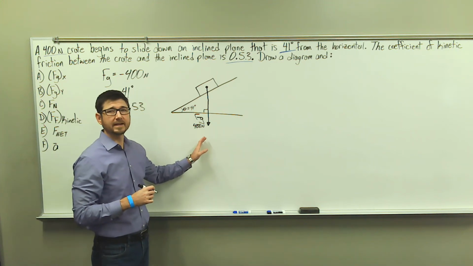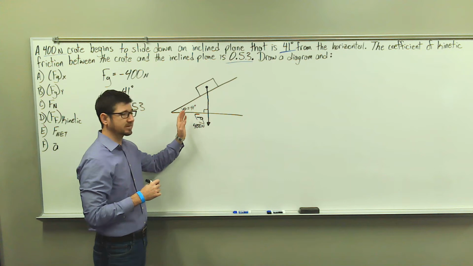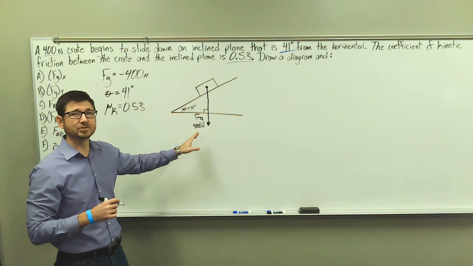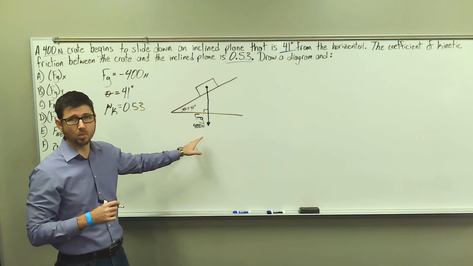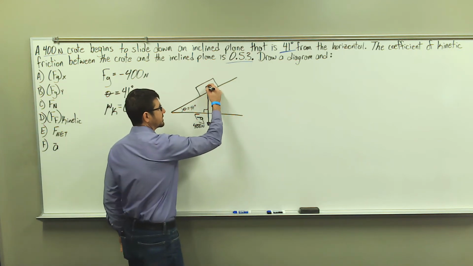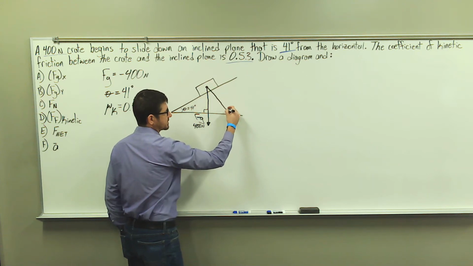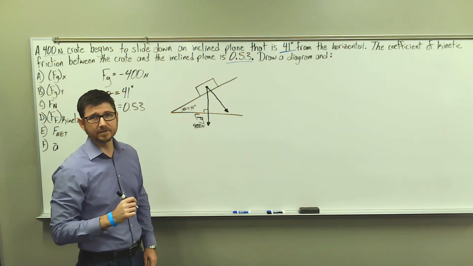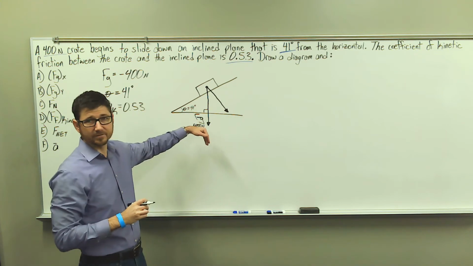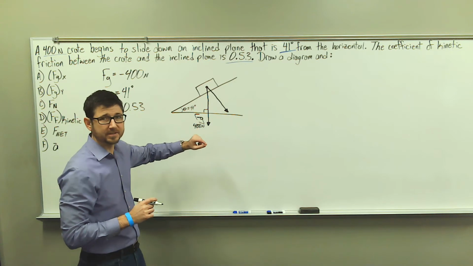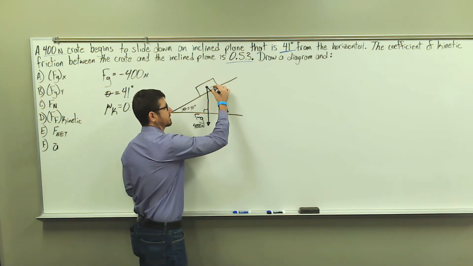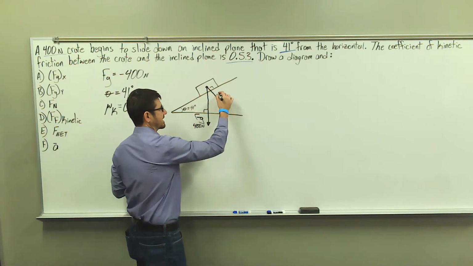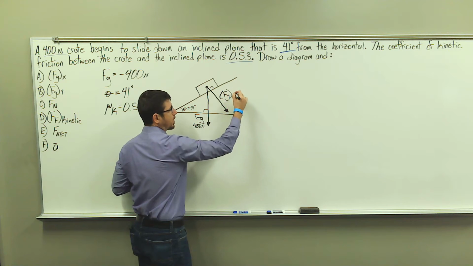Now, since our crate is resting at an angle, on an inclined plane, we know that we can break this weight force vector into 2 different vectors, into its x and its y component. Now, the y component of weight force has a negative y component, so it's pointing in the negative y direction, and it is perpendicular to the inclined plane. So right here, it's perpendicular. We have a 90-degree angle here. Let's label this F sub g sub y.